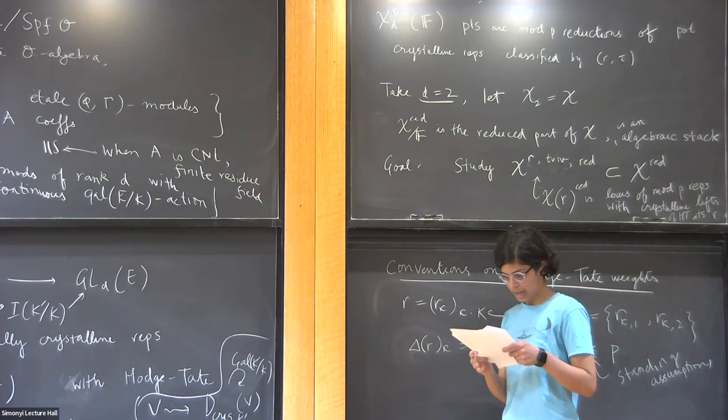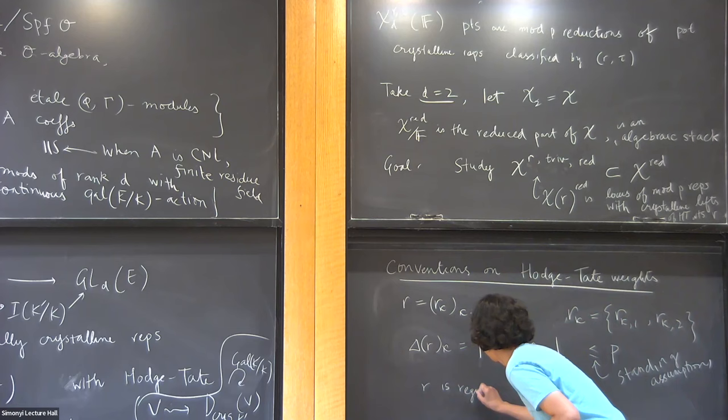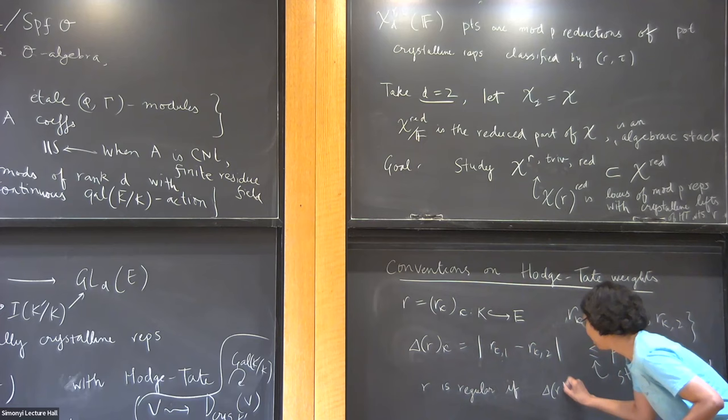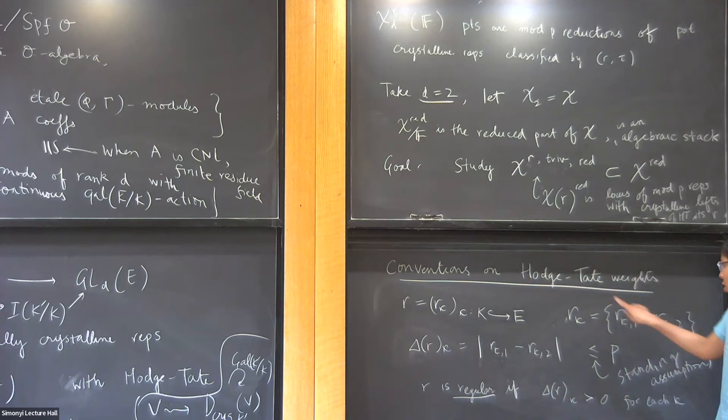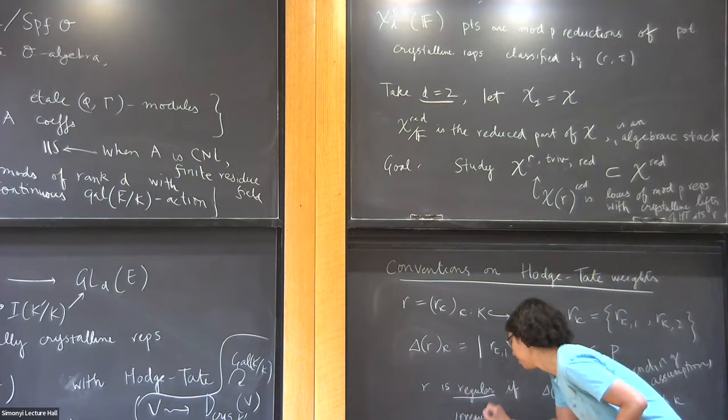Okay, so we say that R is regular if the differences in Hodge-Tate weights are bigger than zero for each kappa. So that's the first term I want to introduce. So regularity just says that the Hodge-Tate weights are distinct, and irregularity is saying that they're not always distinct. For some kappa, they're not distinct.